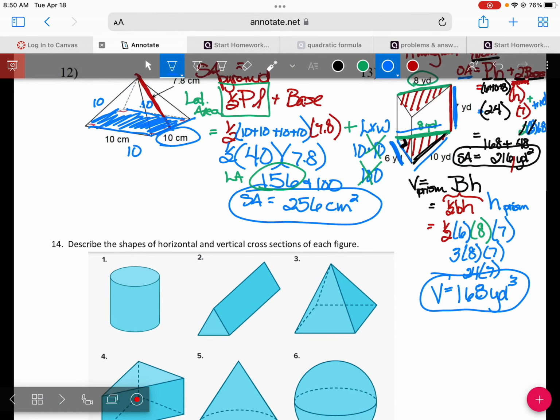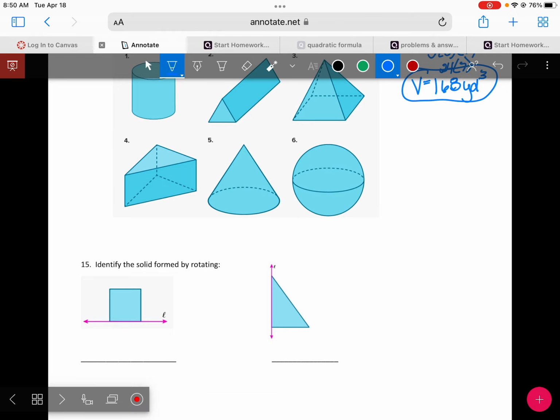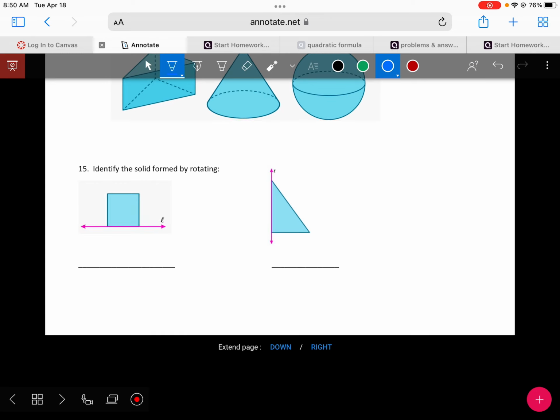Any questions on those that we've done so far? All right, running out of time. Let's take a look at 15. I'm going to skip 14 for just a minute.